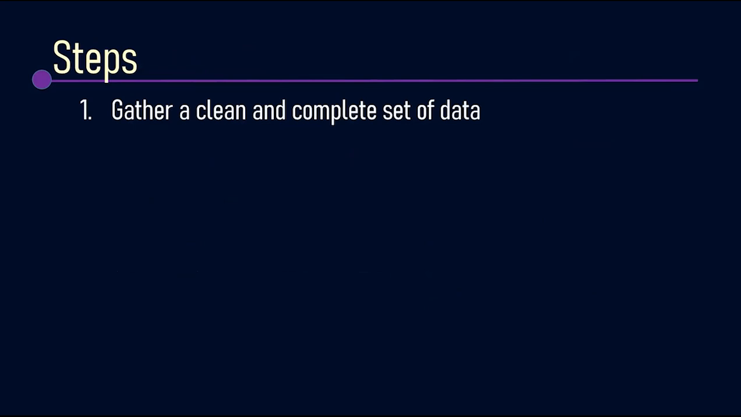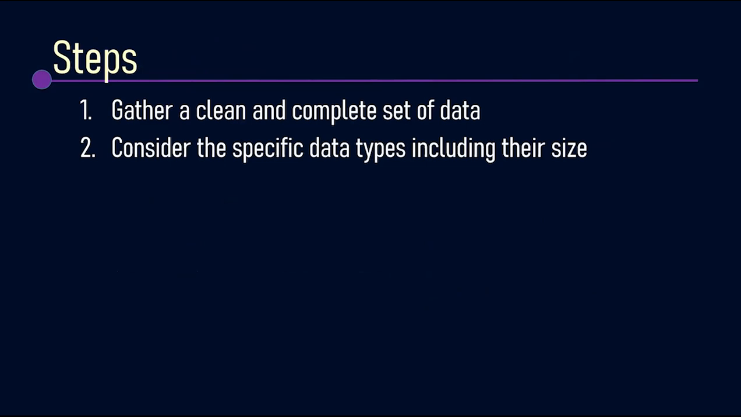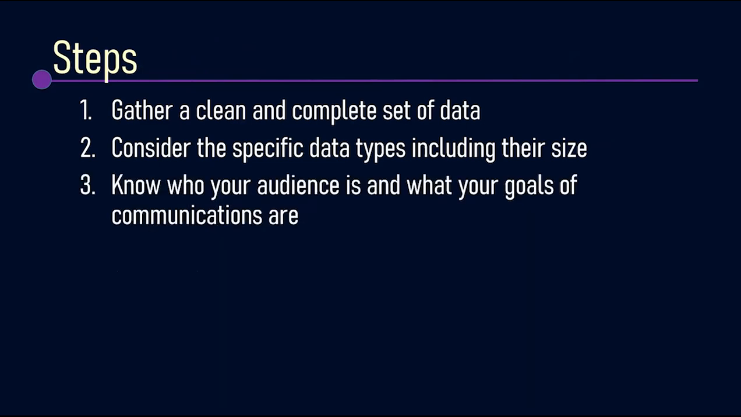How do we do data visualization? Number one is we need to gather a clean and complete set of data. Next, we consider the specific data types, including their size. What are the types of data? Categorical data, continuous data, ordinal data, and how big your data set is. That's number two. Number three, we need to know who our audience is and what our goals of communication are.